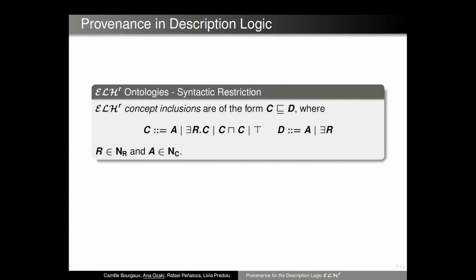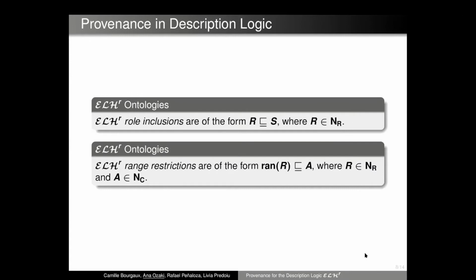So to construct our ontologies, we consider concept inclusions of the form C implies D, where on the left side we have an arbitrary EL concept expression, but on the right side we just have A and exists R. And I will explain in a minute why we consider this syntactic restriction. We also allow in our language role inclusions and range restrictions.